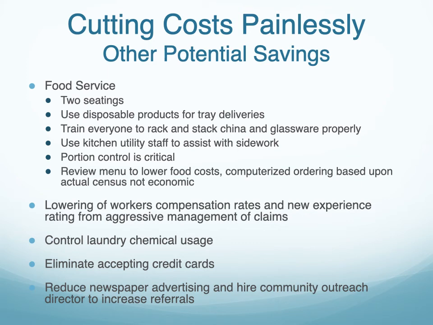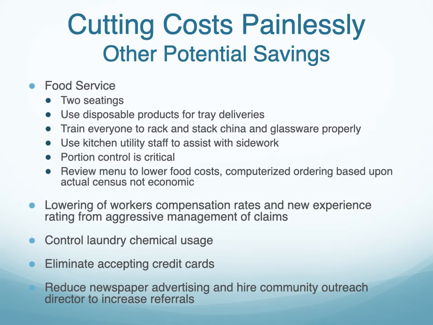Also, lowering of your workers' compensation rates and getting a new experience rating. Now these are rolling 3 years, but by using aggressive claims management and also paying some of the claims out of pocket, the smaller claims out of pocket, so that they don't end up hitting your experience rating. And there are companies who can manage these claims for you and are very good at lowering your costs. You can save yourself up to $50,000-$60,000 a year just by managing your workers' compensation experience rating.